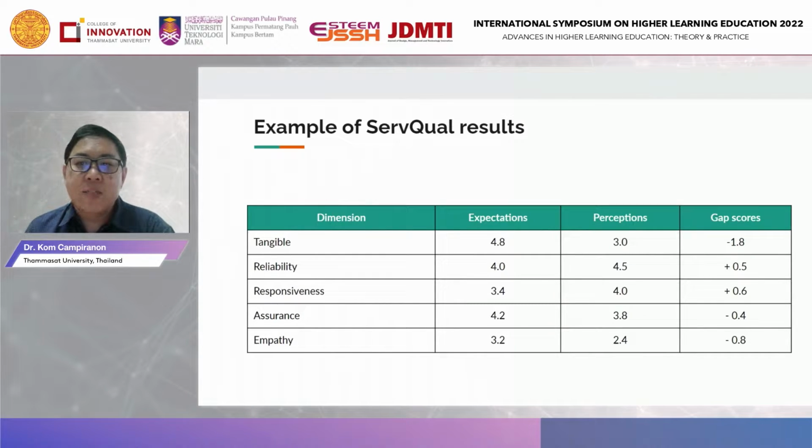Now, dimension number 2, reliability, expectation is 4, perception is 4.5. So the gap score is plus 0.5. It means that the hotel is delivering, exceeding the customer expectation, right? We do better than what they expect, and so on. The same as responsiveness, assurance, and empathy, right? So for the ServQual, I did not have the workshop to show you, but what I want to show you is for the next topic.